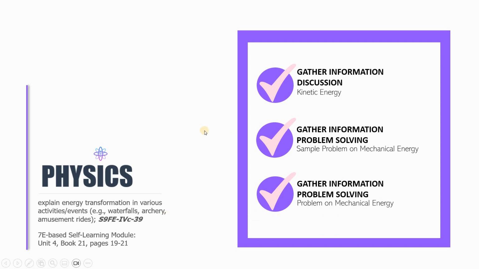Okay, now, remember that this video lesson is based on the 7E-based self-learning module in Science 9 which I wrote. Particularly, you will find these parts on Unit 4, book number 21, pages 19 to 21. We are still targeting to be masters on the following learning competency. It's explaining energy transformation in various activities or events such as waterfalls, archery, and amusement rides.